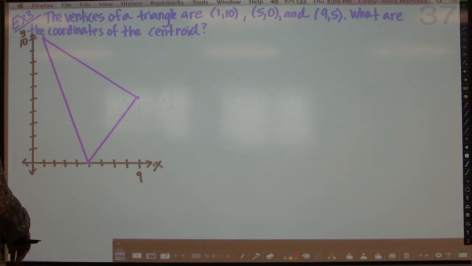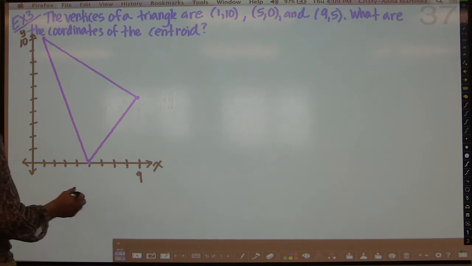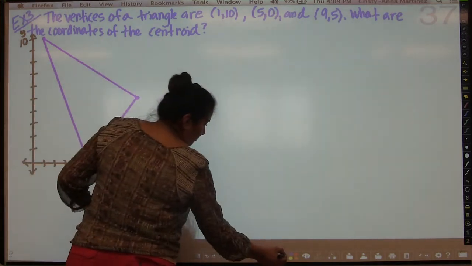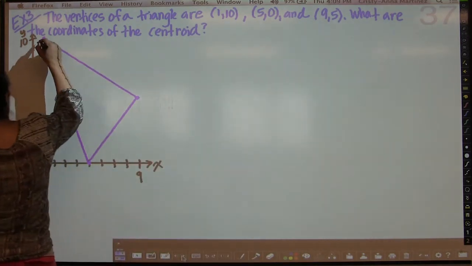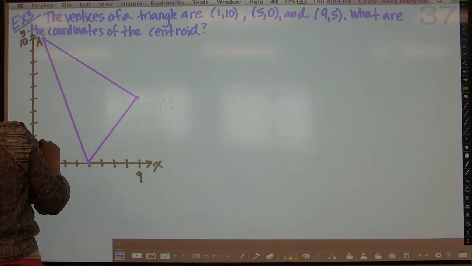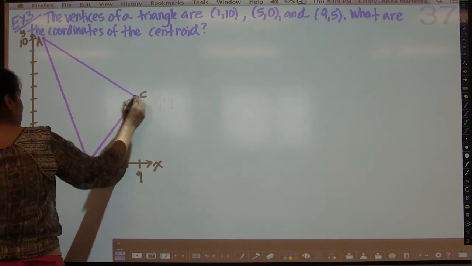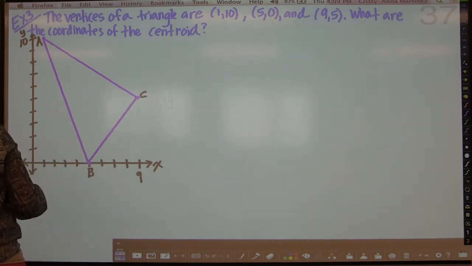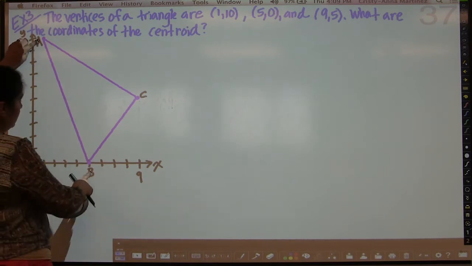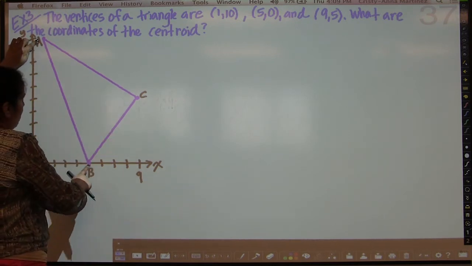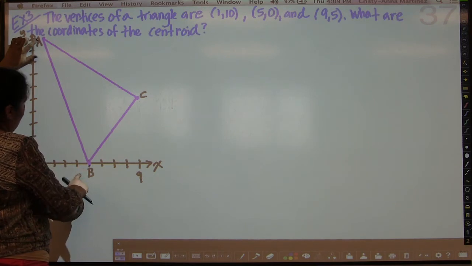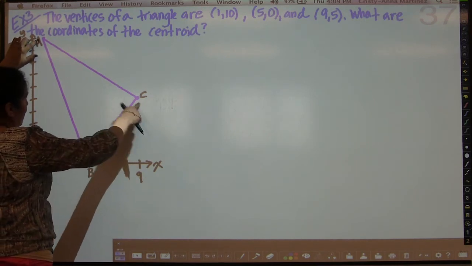I'm going to give my points letters so that I can refer to them. We'll call this point A, this point B, and this point C. What I want to do right now is find the midpoint of side AB. It doesn't matter which side you start with, but I want to find the midpoint of side AB and then connect it to point C.